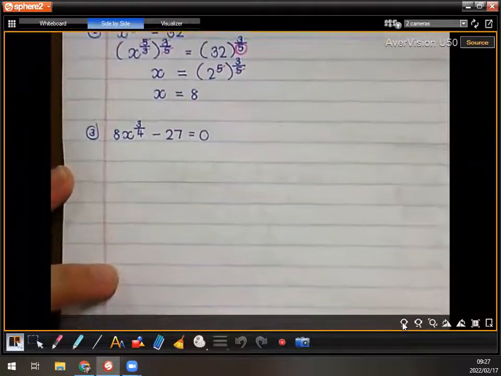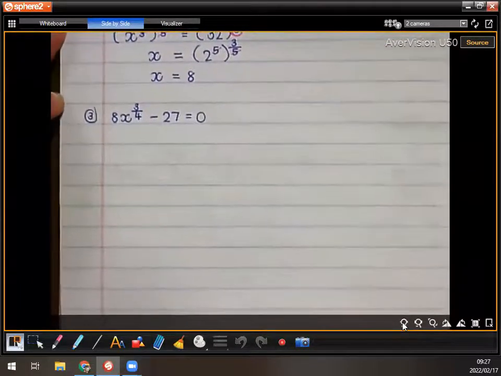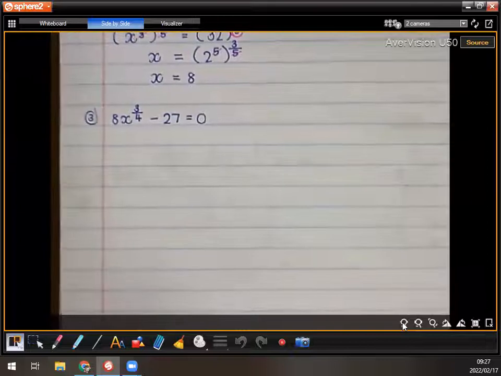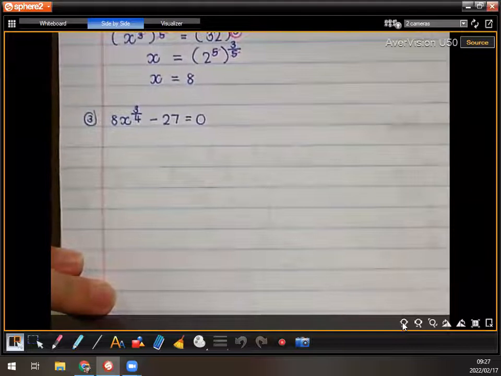Okay, let's look at that one. 8x to the power of 3 over 4 minus 27.